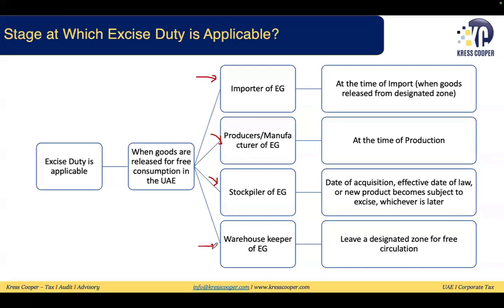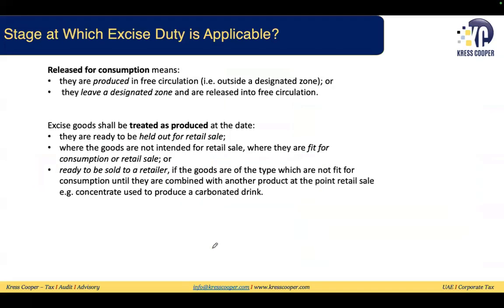So these are the four. If you are asked whether excise duty is applicable, you need to think: are you an importer, manufacturer, stockpiler, or warehouse keeper of the excisable goods? If yes, excise duty will be applicable. At what stage? Importer, at the import stage. Manufacturer, at the time of production. Stockpiler, the date of acquisition, the effective date of the new law, or when new products become available, and this is on the excess quantity on which you have not already paid excise duty. Warehouse, whenever the goods are leaving the warehouse, subject to the condition that the warehouse has been approved by the FTA and is supervised by the warehouse keepers. So four parties are subject to excise duty, and we know at what stage they will be liable to pay it.